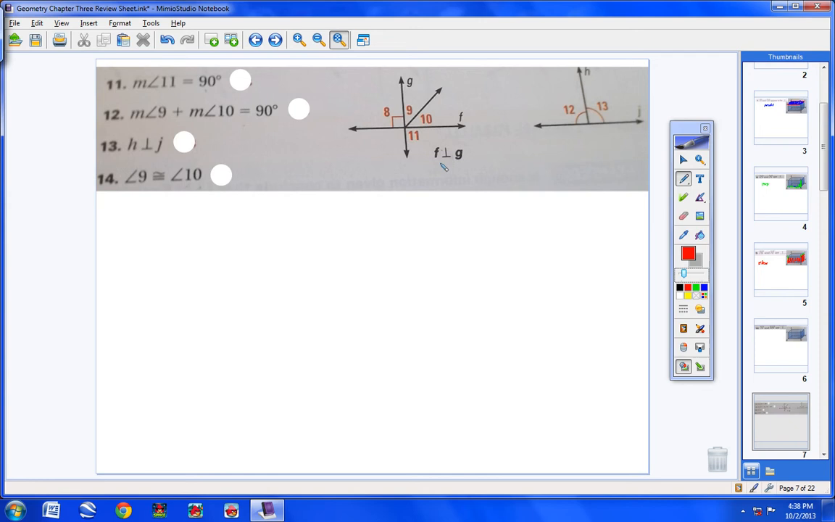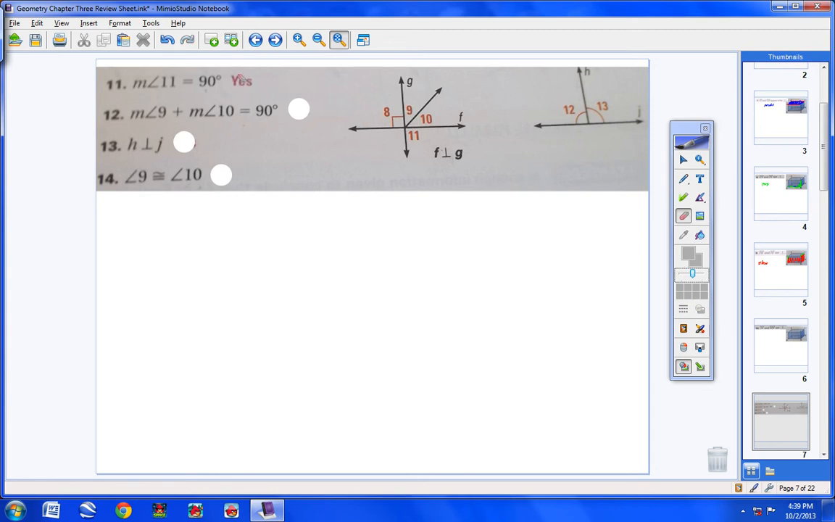All right, notice right here they tell us F is perpendicular to G. Now I forget if it's a theorem, postulate, or corollary that states perpendicular lines form 4 right angles. Perpendicular lines form 4 right angles. So with that in mind, I have a right angle here, here, here, and here. So do I know for sure that the measure of angle 11 equals 90? Yes, because we learned that perpendicular lines form 4 right angles. So yes, we definitely without a doubt can say we know that to be true.